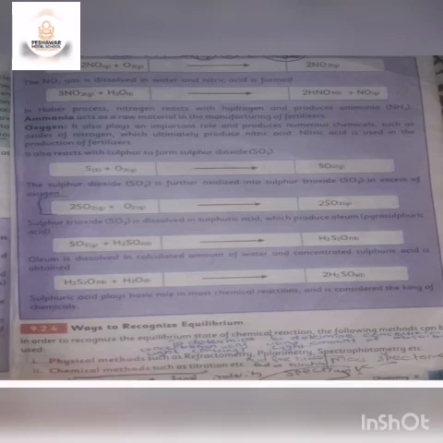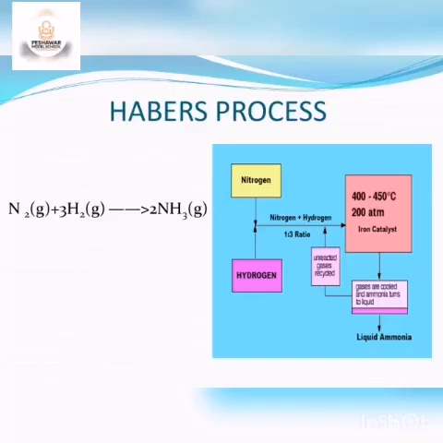So now we will discuss the Haber process. Now look at here, the Haber process. In the Haber process, we will react atmospheric nitrogen with hydrogen gas, and at the end we will get ammonia gas.